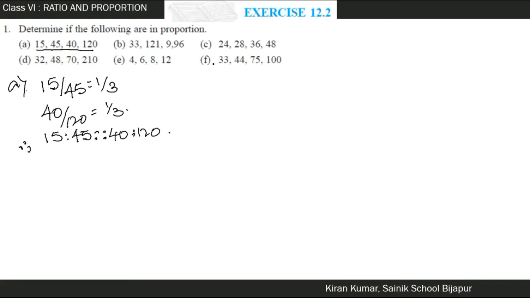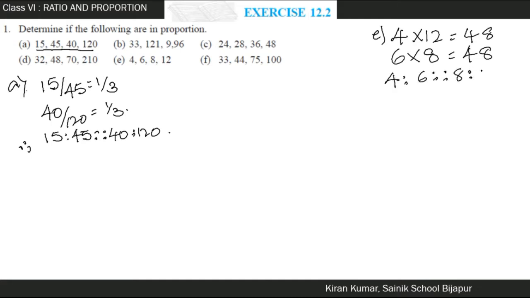Another method is you can multiply the extremes and you can multiply the means. If they are equal, then we say that the ratios, the numbers, are in proportion. For example, I'll take example E. If you multiply 4 into 12, we get 48. If you multiply 6 into 8, also we get 48. So 4 is to 6 is proportional to 8 is to 12. I am using the concept product of extremes equals product of means.